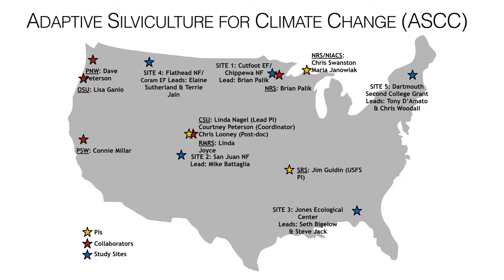There were also some key collaborators who are really those lead scientists who were the thought experts to help us define what this resistance, resilience, and transition would be for this project. And so those are Dave Peterson from the Pacific Northwest Research Station, Lisa Gagneau, who's a statistician at Oregon State University, and then Connie Millar, whose concepts really are that resistance, resilience, and transition.